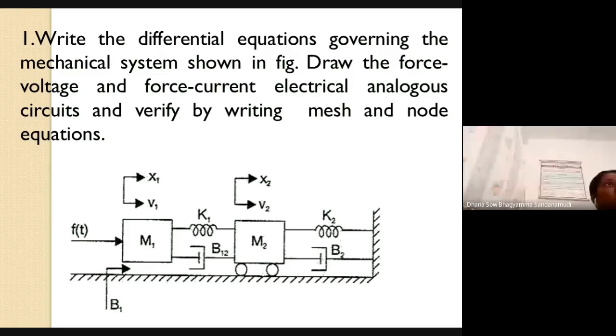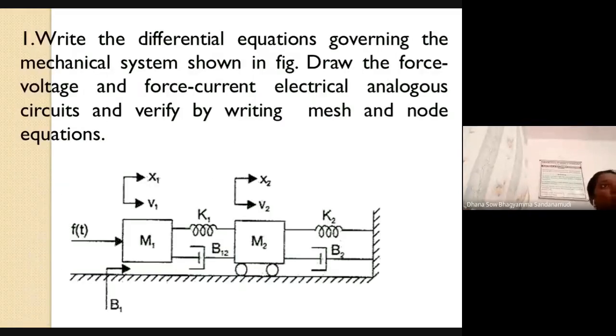So this is the mechanical translation system which has been given. You have to write down the differential equations which govern this mechanical system. You know how to write the differential equations, and you have to draw the force-voltage and force-current electrical analogous circuits. Mechanical translation system is given. You have to draw the force-voltage analogous circuit and the force-current analogous circuit, and you have to verify the mesh equations and node equations. We have already verified the mesh and node equations for the basic circuits in the previous class. If you have followed that class, you might be able to understand.